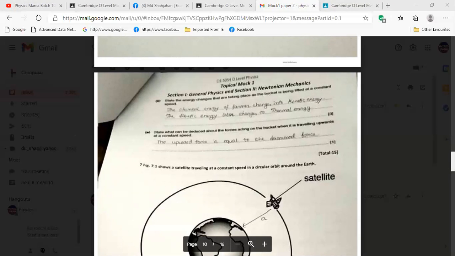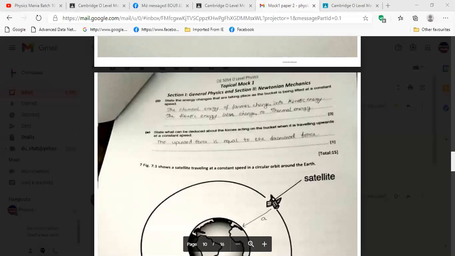Will it be wrong? You wrote kinetic energy. Yes, sir. So chemical energy came to kinetic energy. Actually, he's lifting it, right? Yes, sir. He's lifting it. So the most precise one should be gravitational potential energy, right?